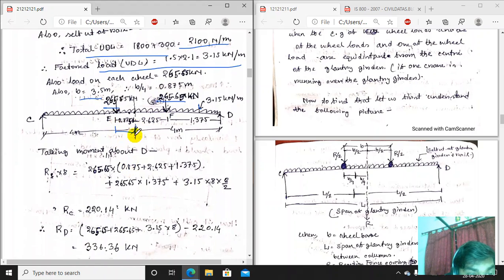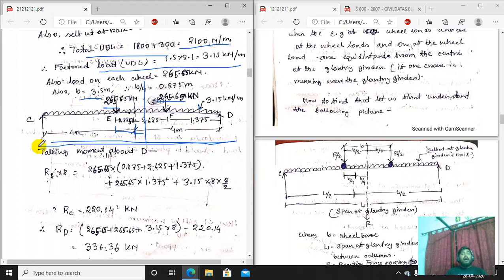You see that 0.875 is given here. This is the distance from the center line, and the center line of the wheel base will be at B by 4. I haven't shown it here because we do not need that. So the loads are placed in a similar formulation, a similar diagram like that.